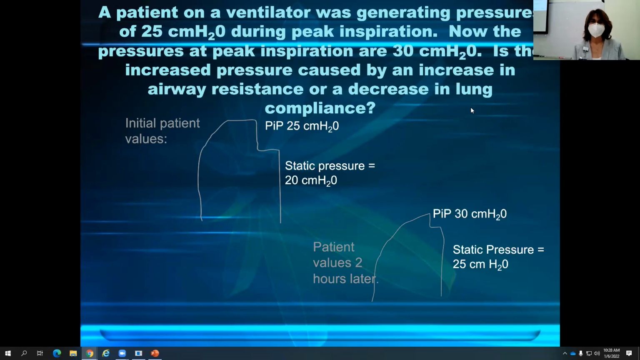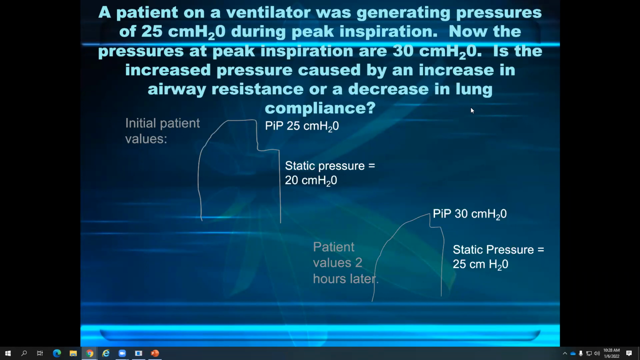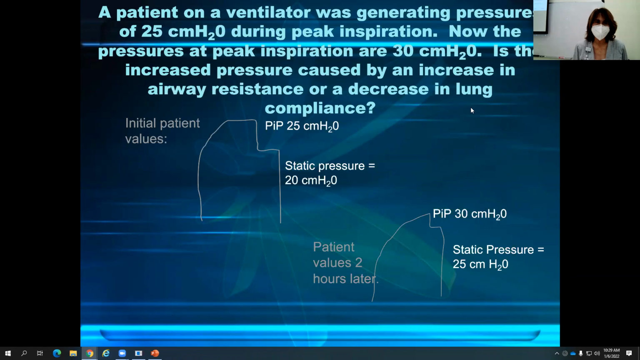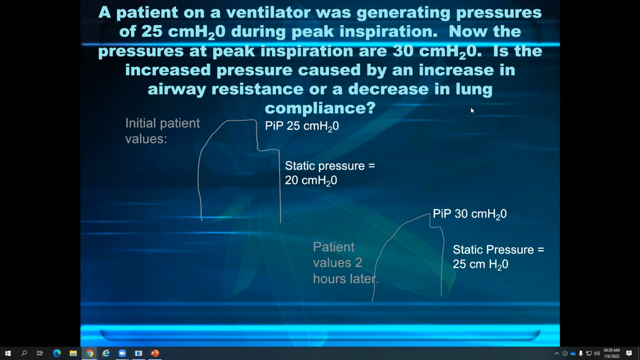Yes, very good. Can you explain why you said that? I said that because the lung compliance would decrease for things like pulmonary edema, and pulmonary edema would be if the static is increasing. Yes, because your static pressure is increasing, so that told you it's lung compliance that's causing the total pressure to go up.